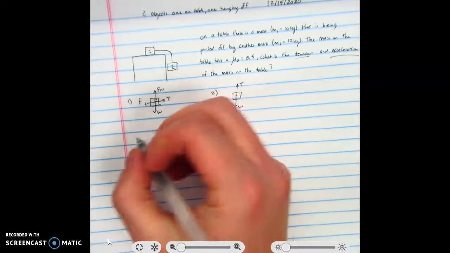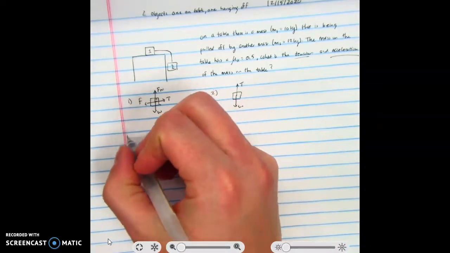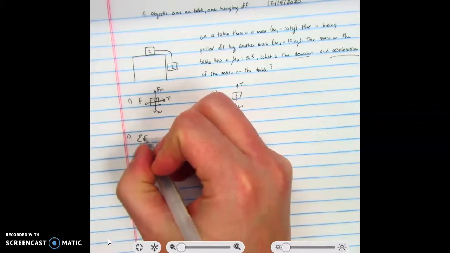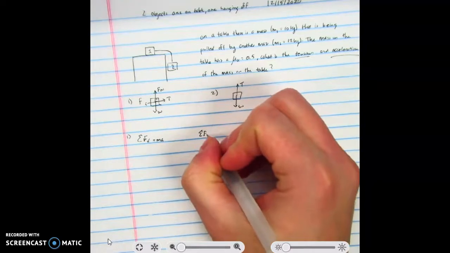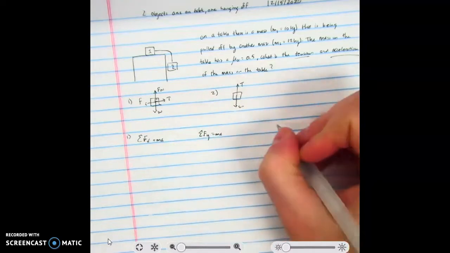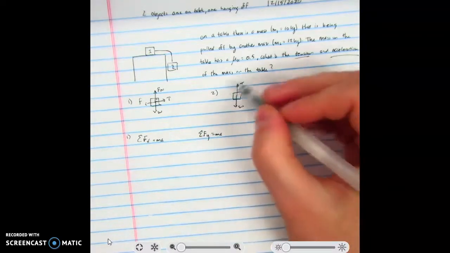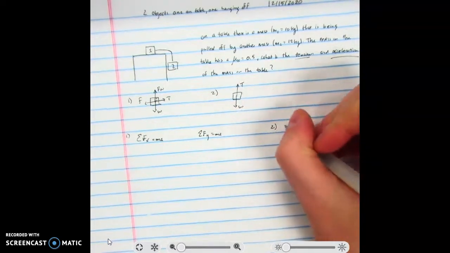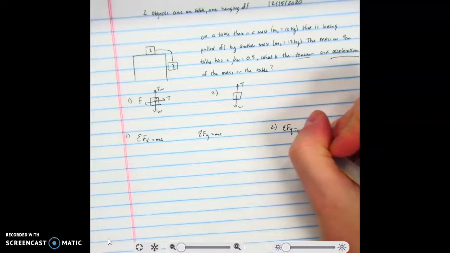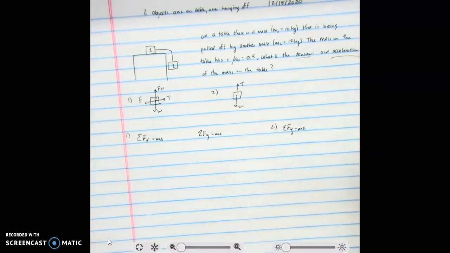So that part's done. Let's go to part 2, the summation. For object 1, summation of forces in the x equals ma, summation of forces in the y equals ma. For object 2, I'm not going to do the summation of forces in the x because there is nothing in the x. It's all in the y. So summation of forces in the y equals ma.